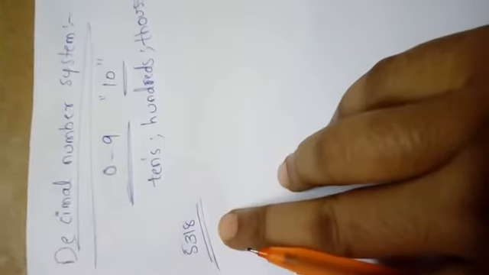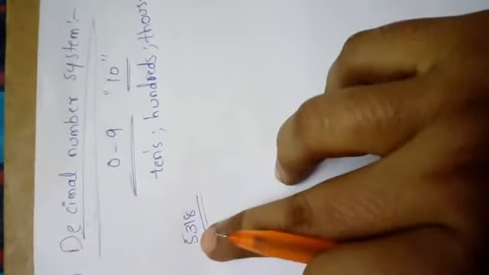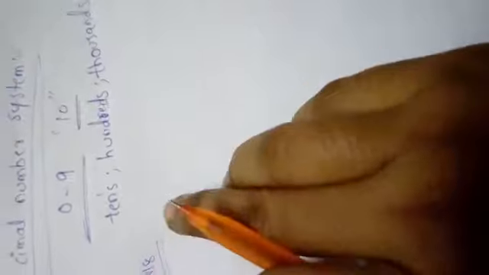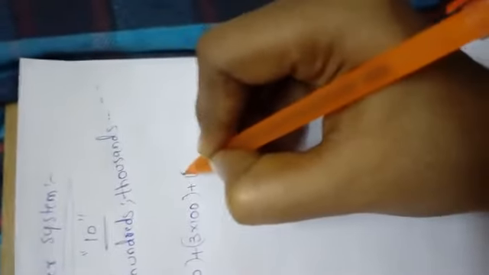5318 is read as 5318, and can be represented as follows: 5318 is equal to 5 into 1000 plus 3 into 100 plus 1 into 10 plus 8 into 1. So we can represent the decimal number like this.